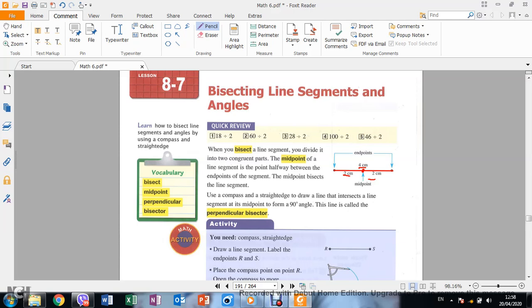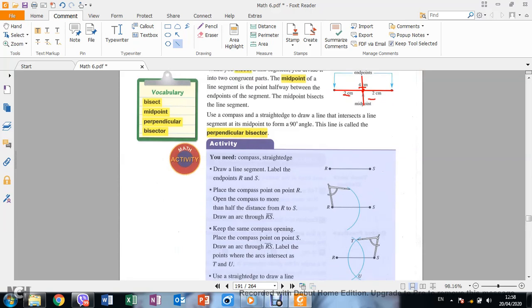Now, what does perpendicular bisector mean? A perpendicular bisector is a line through the midpoint that intersects the segment at an angle of 90 degrees, a right angle. So this is called a perpendicular bisector.